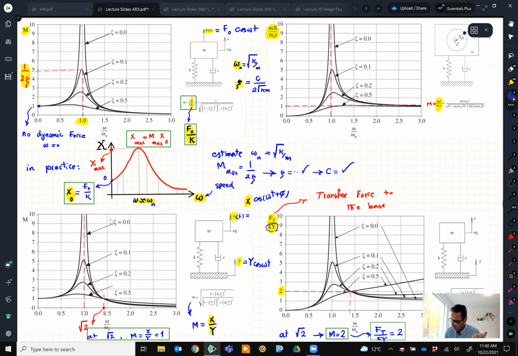So I give you a moment to absorb what I just explained, because this is important. This is actually what people do in practice. They do their measurement, and this is the way they use these graphs. At the peak, they know their omega n. At the peak, they know it has something to do with 1/2 zeta, and done. All right.